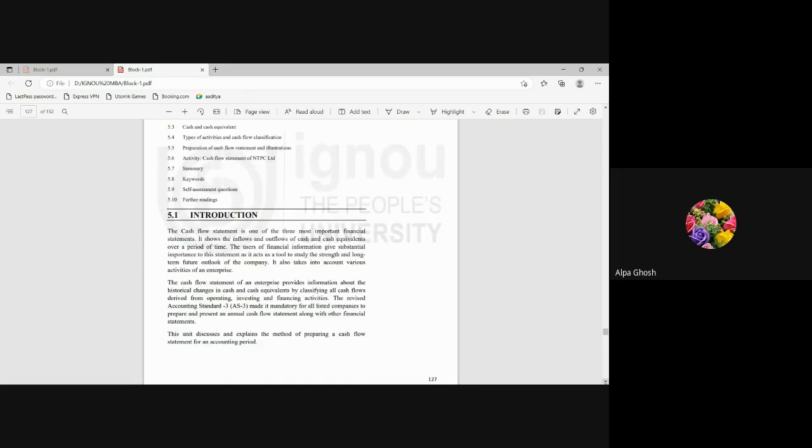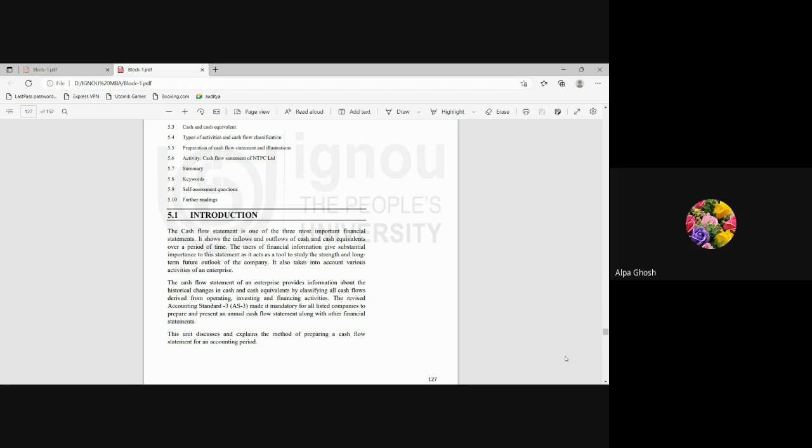So cash flow statement, it is simple, where we find out the inflows and outflows of cash and cash equivalent over a period of time. Again, I am repeating, it is a statement which makes you understand the inflows and outflows of cash and cash equivalent over a period of time.